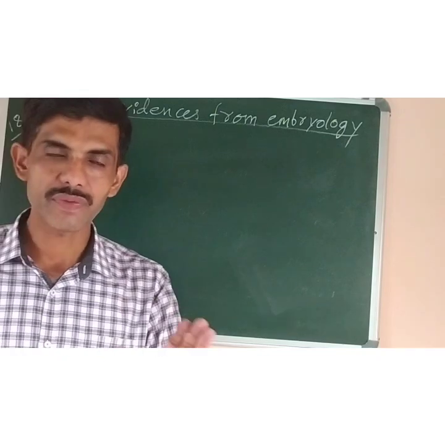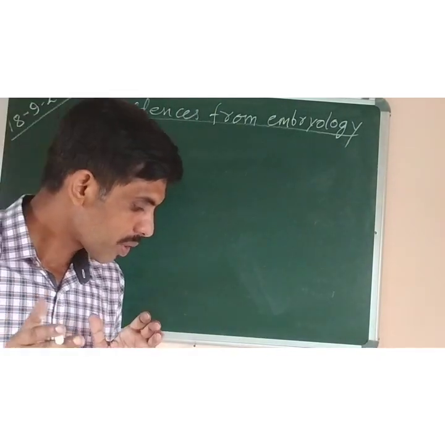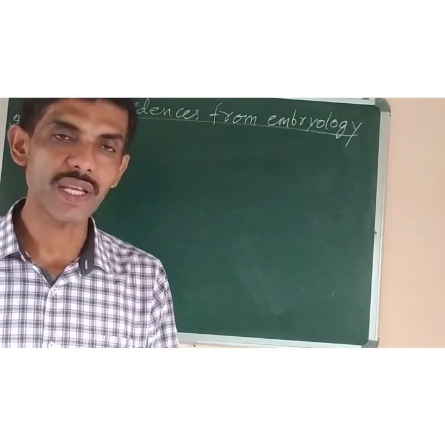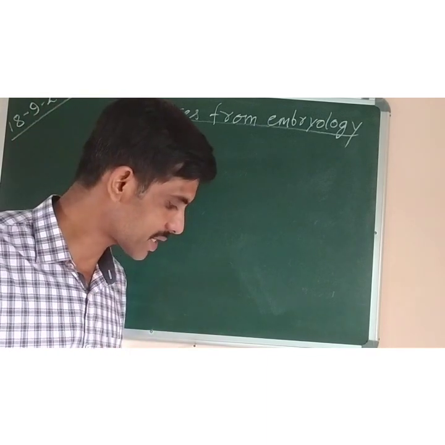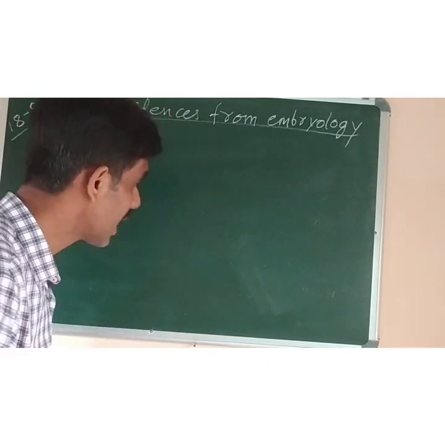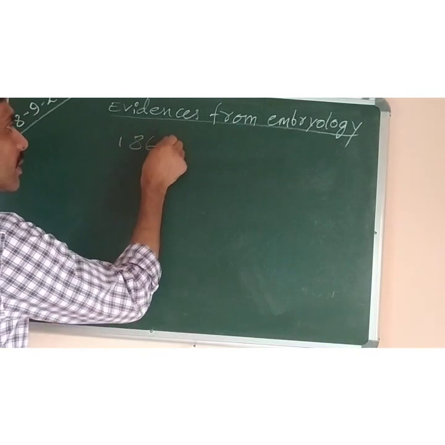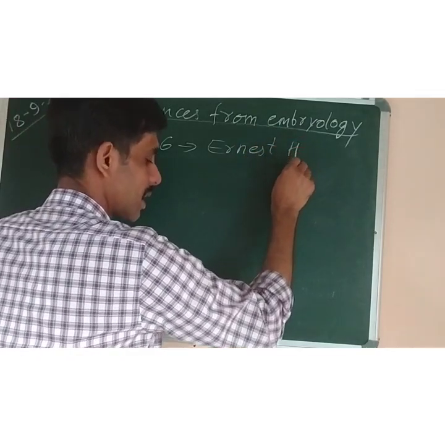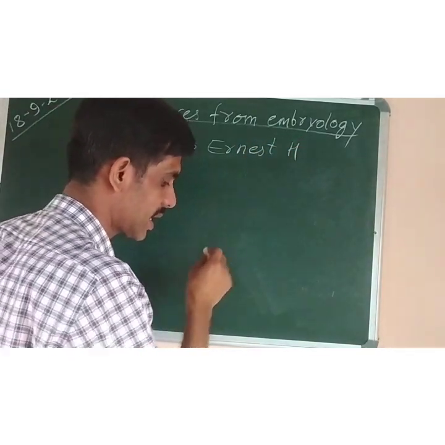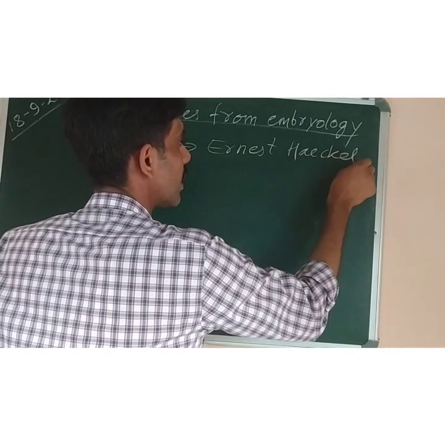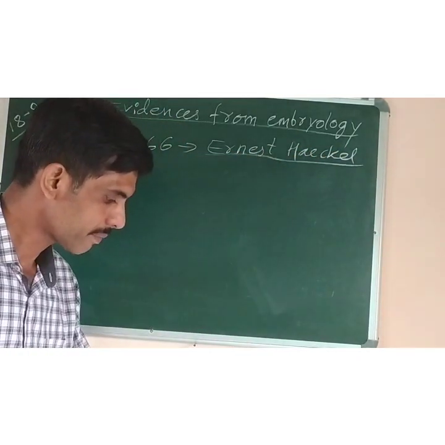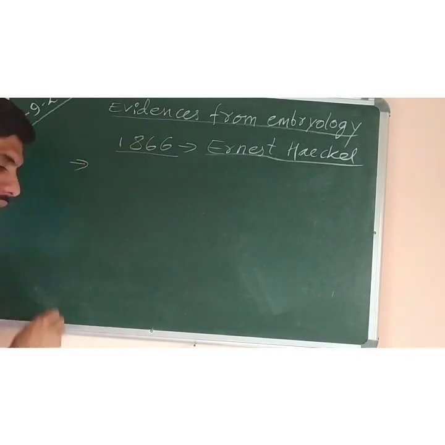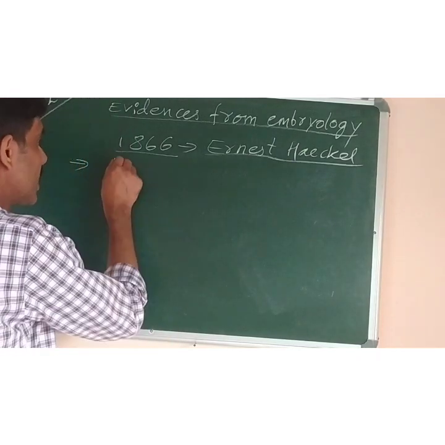Okay. Now next one is recapitulation theory. This one is very important to understand. On the basis of developmental history, when the developmental history of all the animals was studied, a scientist called Ernest Haeckel, in the year 1866, postulated a theory. Spelling you should write correctly, Haeckel. The name of the theory is recapitulation theory.